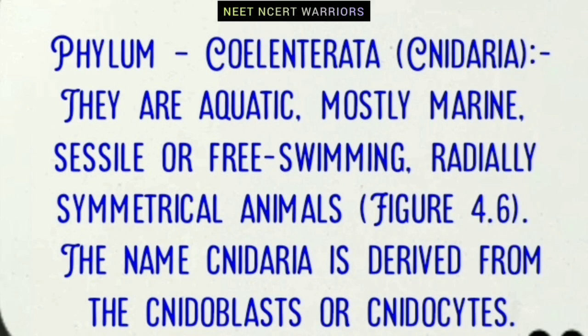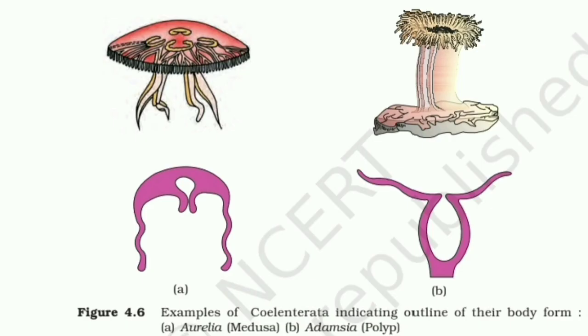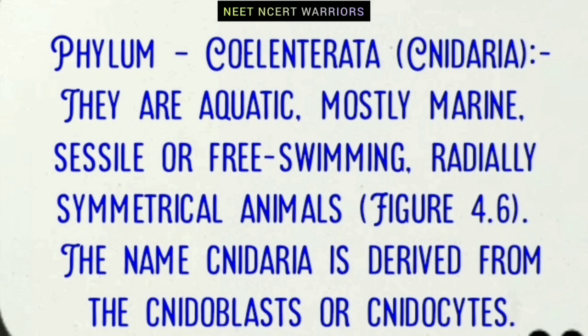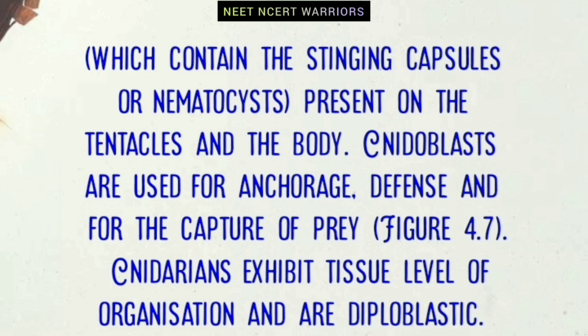Topic: phylum Coelenterata, Cnidaria. They are aquatic, mostly marine, sessile or free-swimming, radially symmetrical animals, you can see in figure 4.6. The name Cnidaria is derived from the cnidoblasts or cnidocytes, which contain the stinging capsules or nematocysts present on the tentacles and the body. Cnidoblasts are used for anchorage, defense, and for the capture of prey, you can see in figure 4.7.